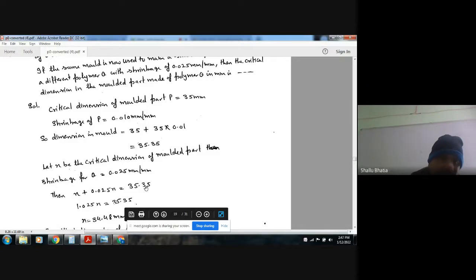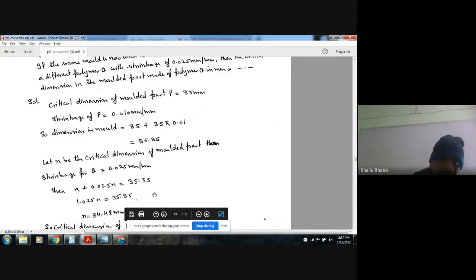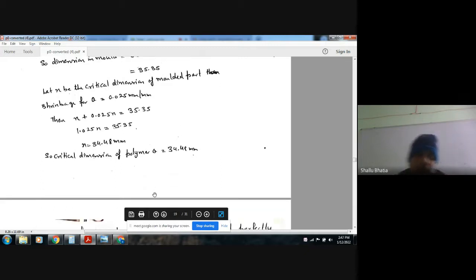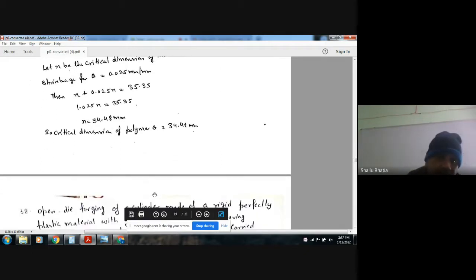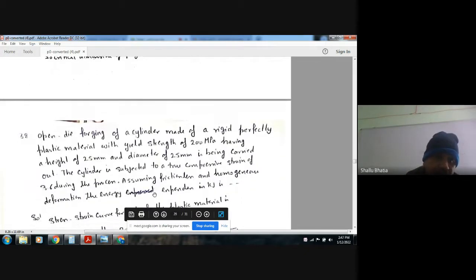Let X be the critical dimension and shrinkage allowance on the part Q is this. So this critical dimension plus shrinkage allowance should be equal to the size of the mold. So X comes out as 34.48. So the answer is 34.48.